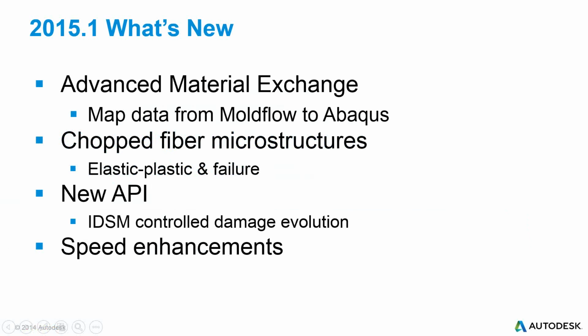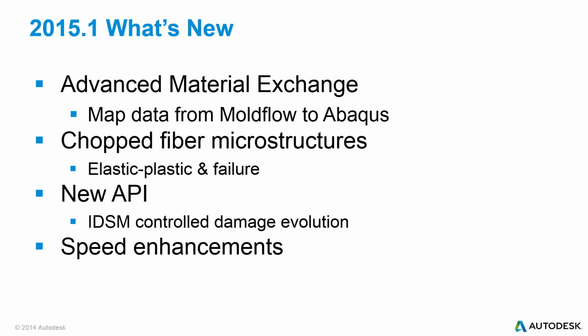So here's a list of what's new in 2015.1. I'll make sure to hit each of these independently, but the first two are very related. We added a new utility in Autodesk Simulation Composite Analysis called Advanced Material Exchange. For those of you who are familiar with Project Sundance, this is Project Sundance in its commercialized form. Advanced Material Exchange is a new front-end tool that comes with Autodesk Simulation Composite Analysis, and it allows you to map data from a Moldflow simulation to an Atticus structural input file.